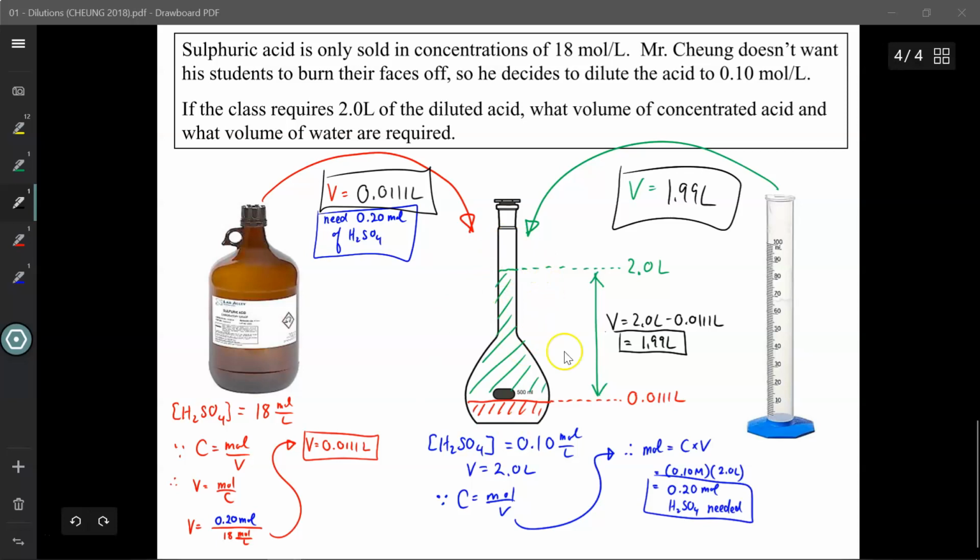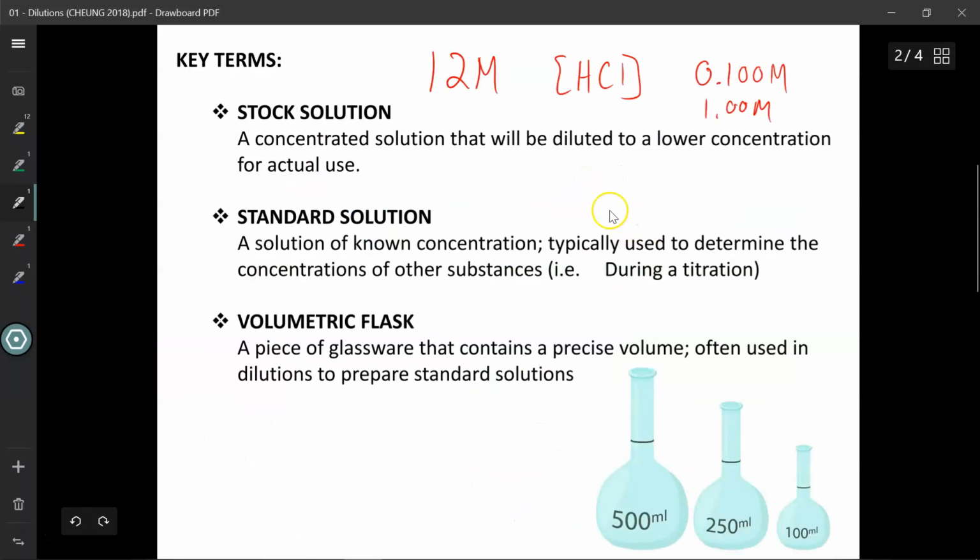Now, when using a volumetric flask, you don't really need to calculate this last part over here. As mentioned before, volumetric flasks are very, very precise, very, very accurate, and calibrated to measure only that one volume. So if you filled it up to this line, that would be exactly 500 milliliters. If you filled this one up to the line over here, it'd be 250 milliliters. And if you filled up to this line, 100 milliliters.